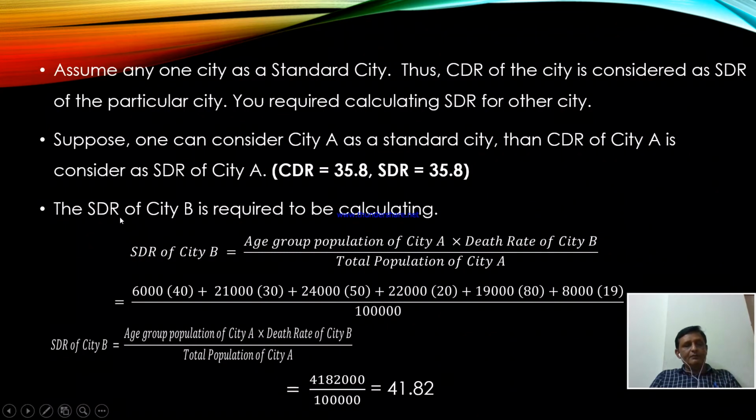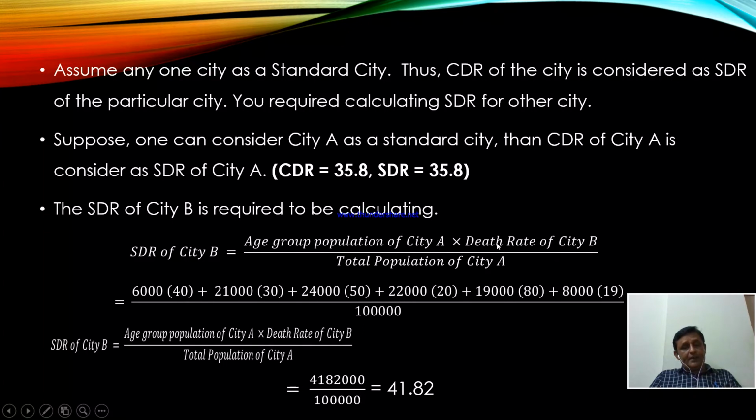So what we need to do? We require to calculate the SDR of city B, and for that we apply the formula, or we can take the weighted average for city B towards A. So SDR of city B can be calculated by using the age group population of city A, which is multiplied with the death rate of city B.